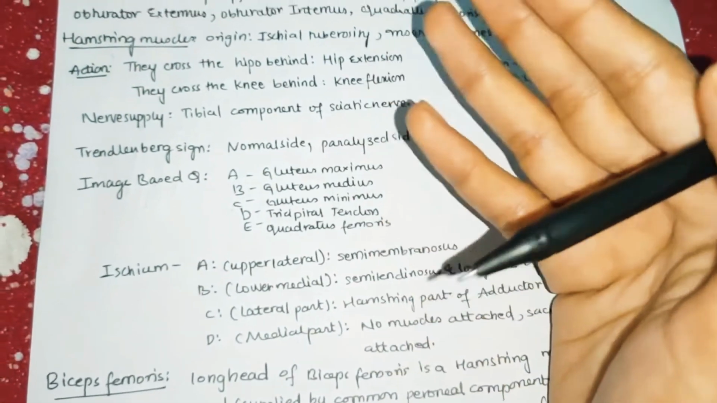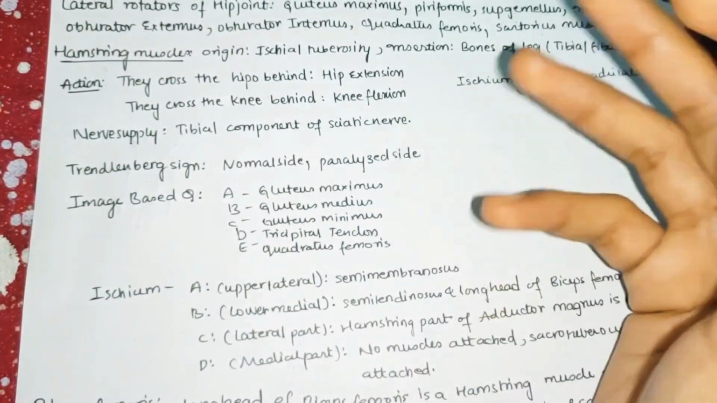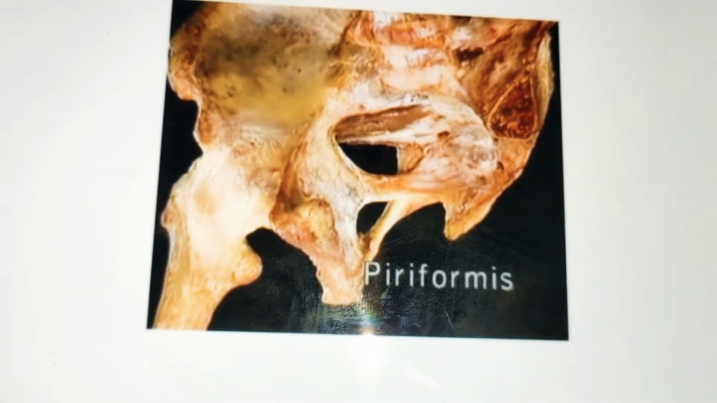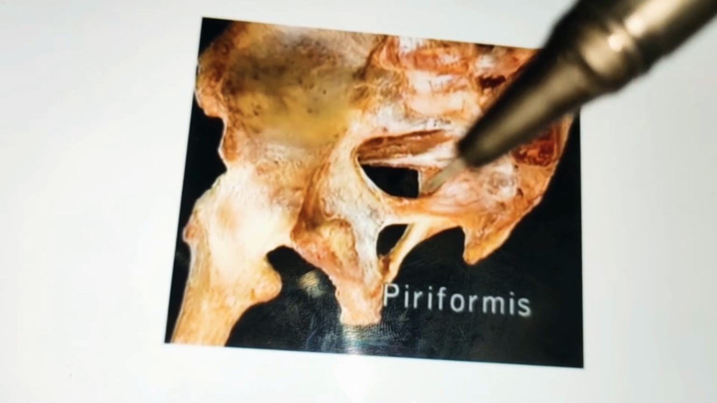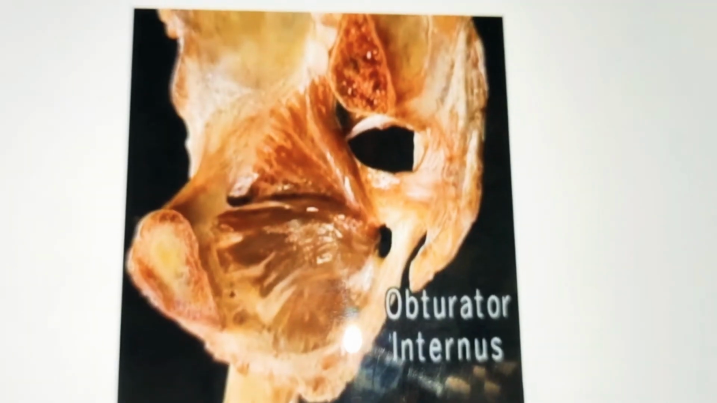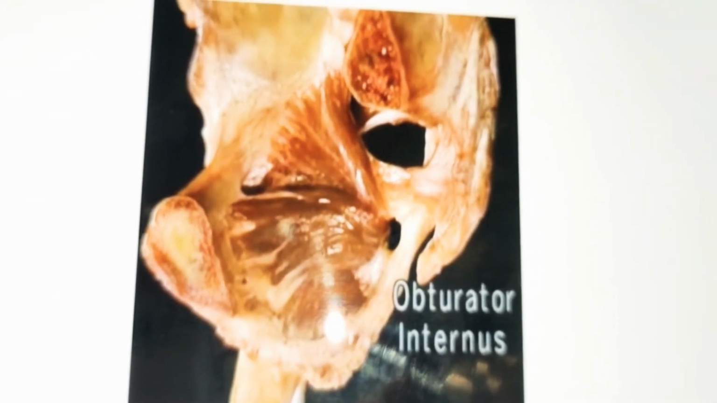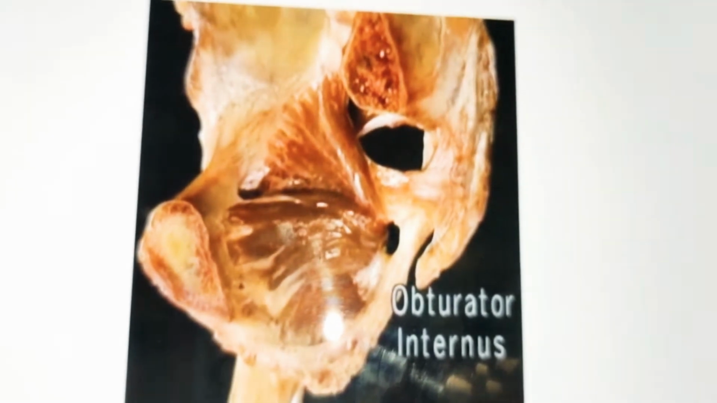Now we'll move on to the hamstring muscles. So actually all these hamstring muscles are coming from ischial tuberosity. I'll show you a diagram now. Before showing those muscles, I'll show this muscle, the piriformis muscle. You can see over here, this one is the piriformis muscle. Okay. So these are all actually the cadaveric images. You can see here the obturator internus muscle. This one is the obturator internus muscle.